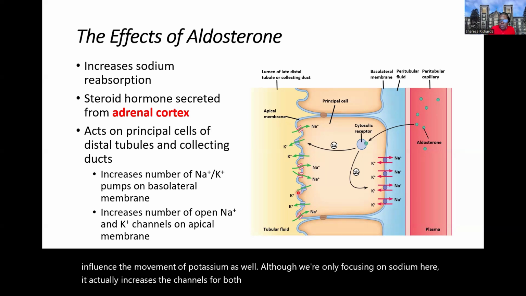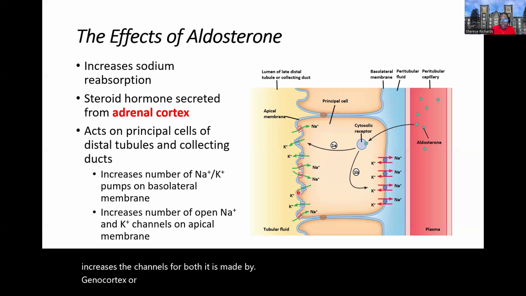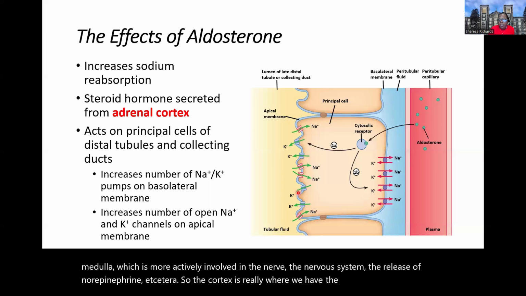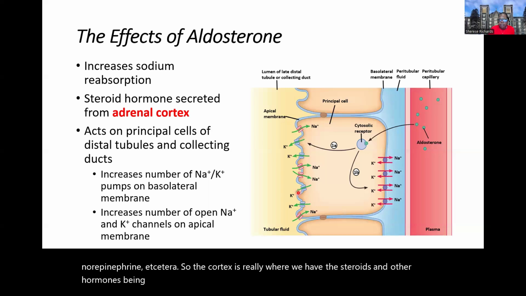It is made by the adrenal cortex, so the outer, lighter staining region of the adrenal, as opposed to the inner medulla, which is more actively involved in the nervous system, the release of norepinephrine, etc. So the cortex is really where we have the steroids and other hormones being released.